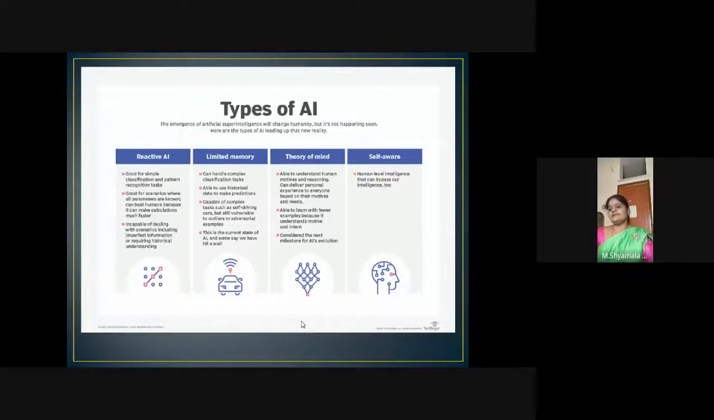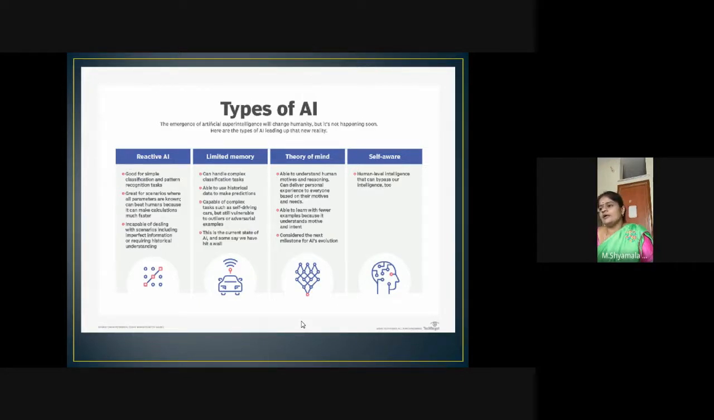Reactive AI is good for simple classification and pattern recognition tasks. Limited memory can handle complex classification tasks. It can use historical data to make predictions.